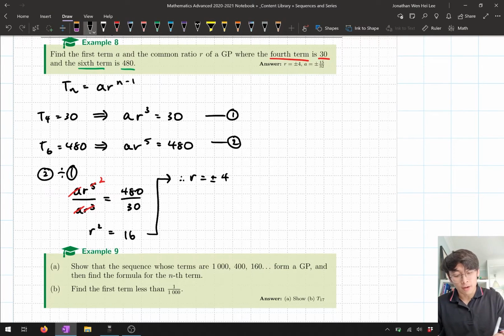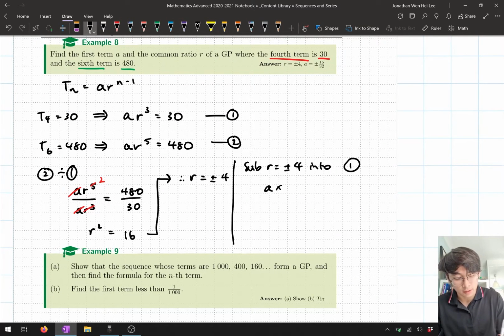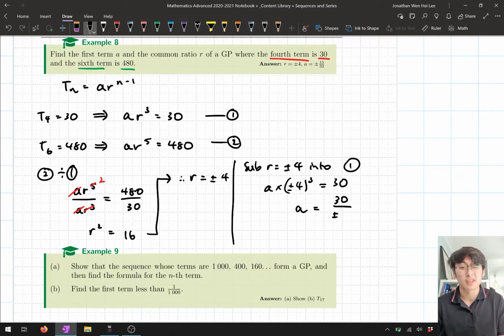Okay, now I've done that, I'm going to sub R is equal to plus or minus 4 into, let's say, the first equation. So A times plus or minus 4 cubed is equal to 30. And so therefore, A is equal to 30 over plus or minus 4 cubed, which is 64. So that gives me plus or minus 15 over 32. So that's how we can figure out and solve these problems.